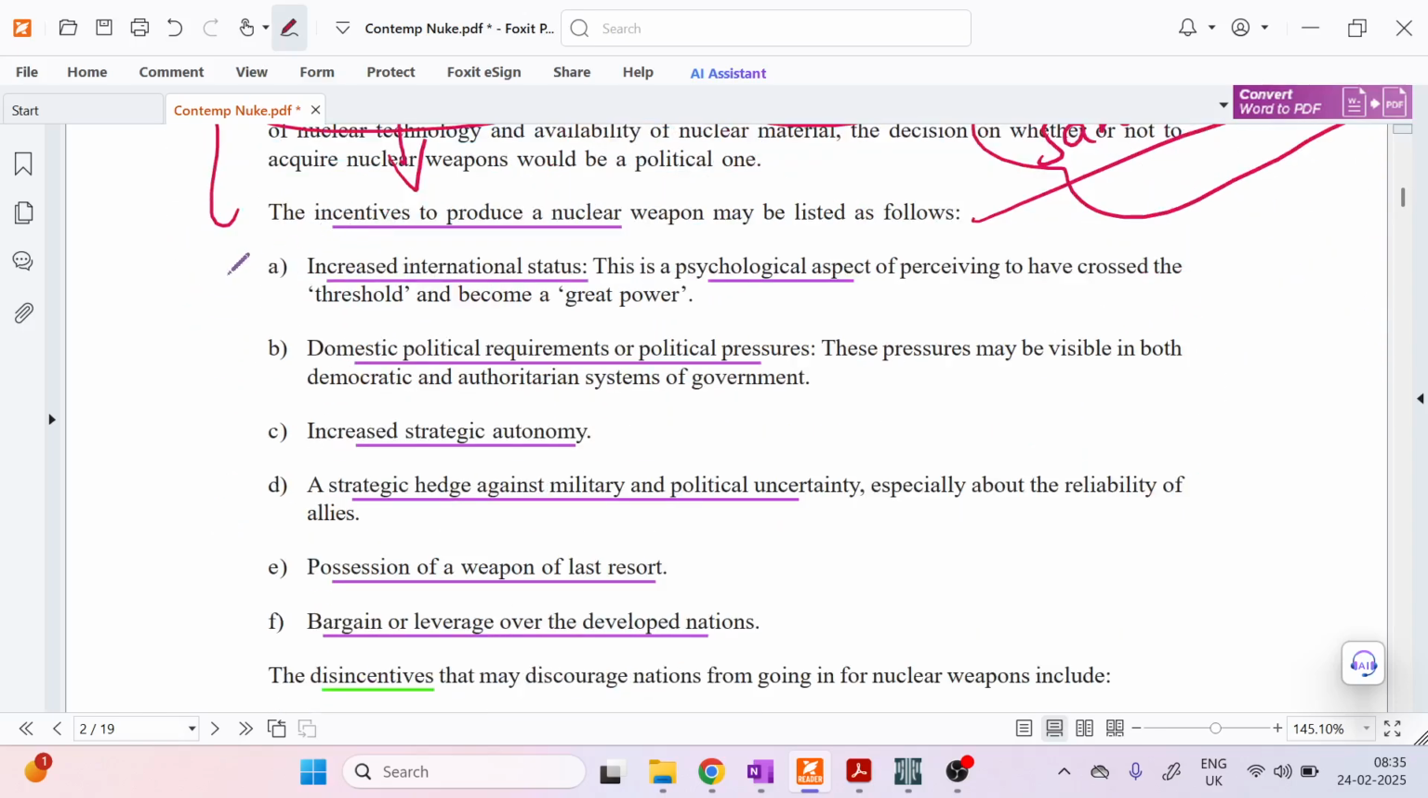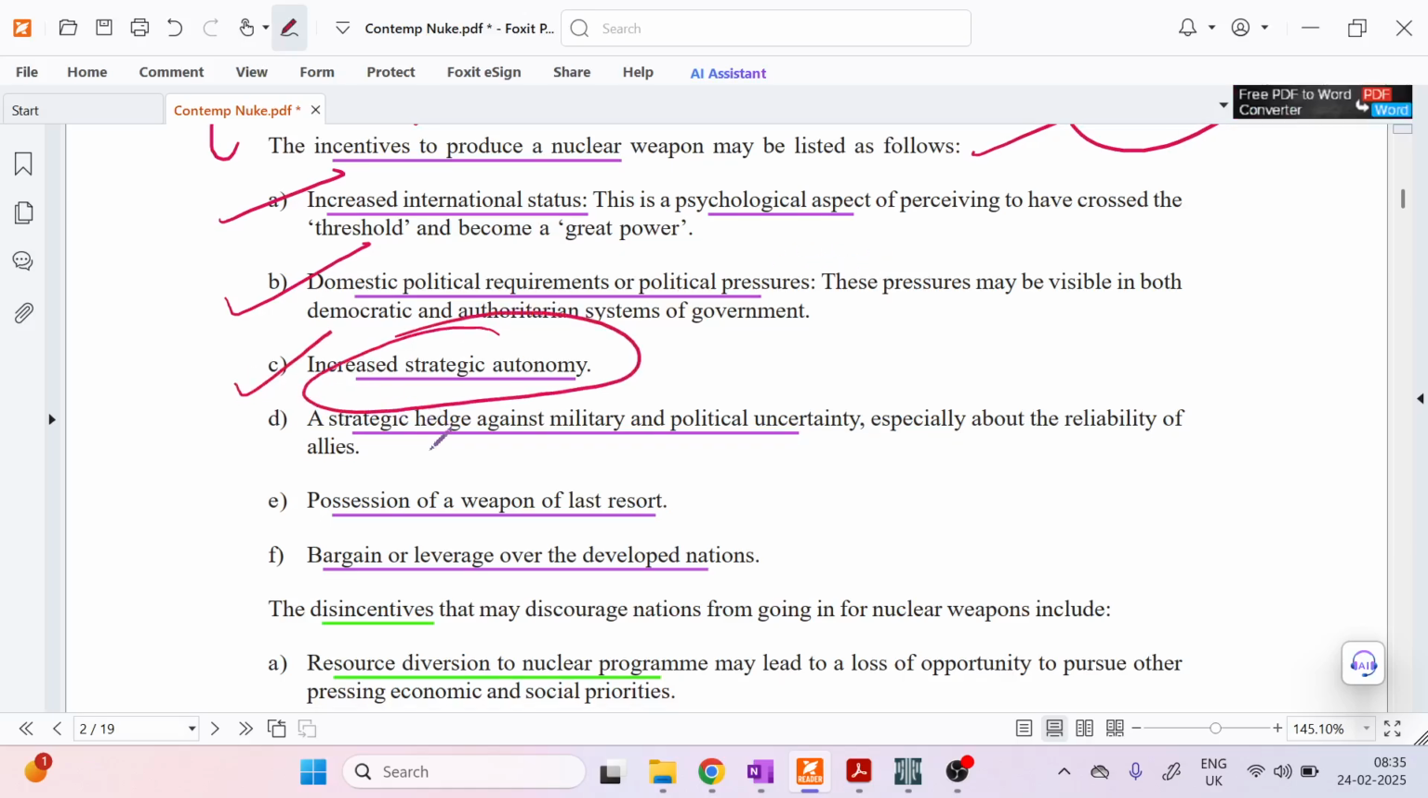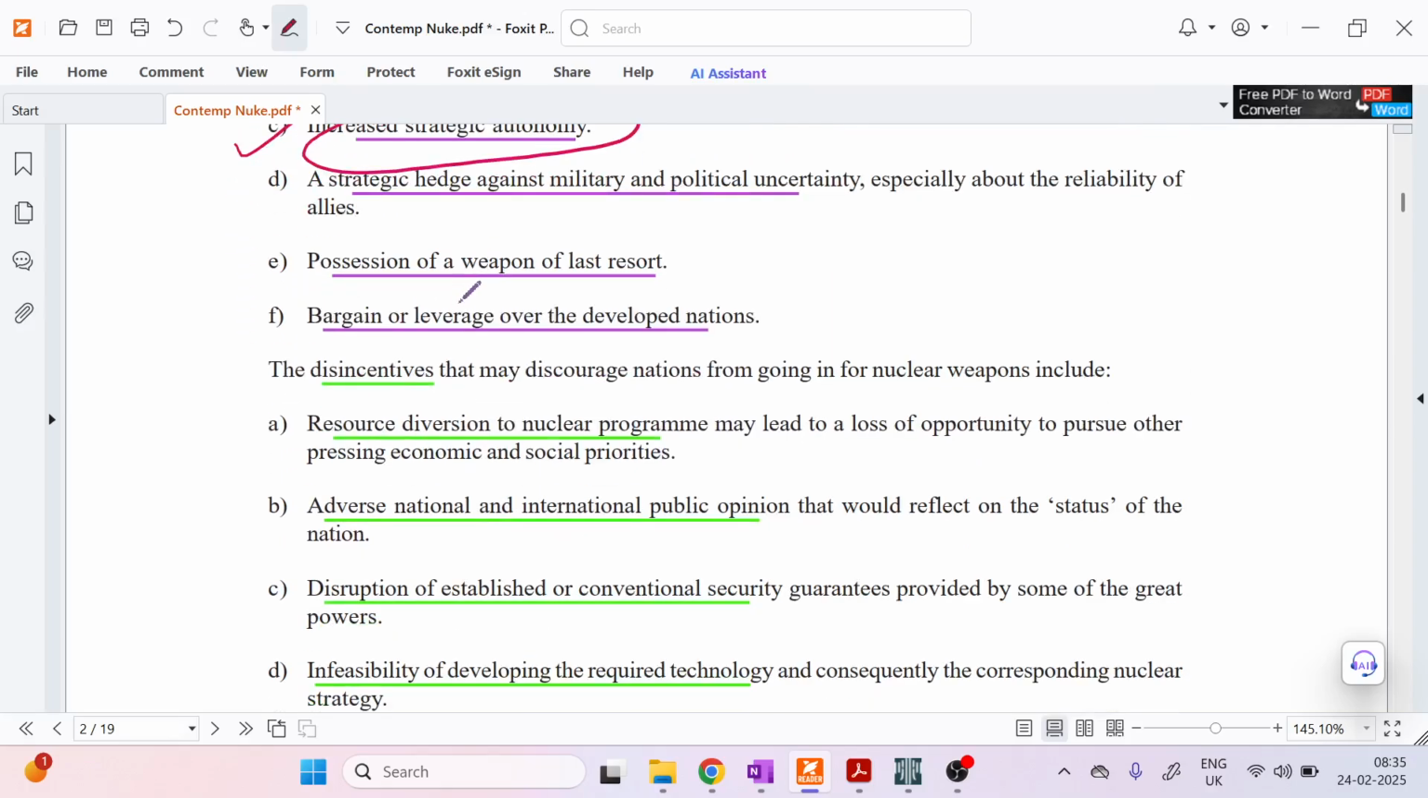Now, various incentives are there, such as increased international status, and domestic political requirements, as in the case of North Korea versus South Korea, Palestine versus Israel, Iran versus Saudi Arabia. Then it will increase strategic autonomy, and such incentives are there.